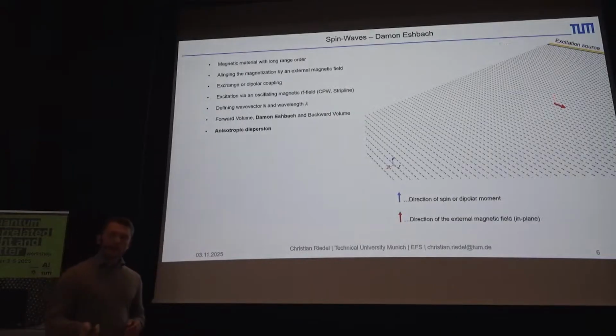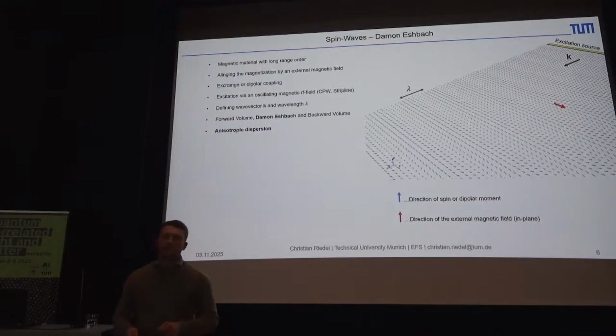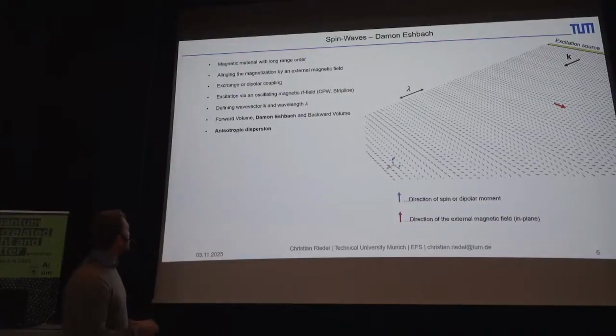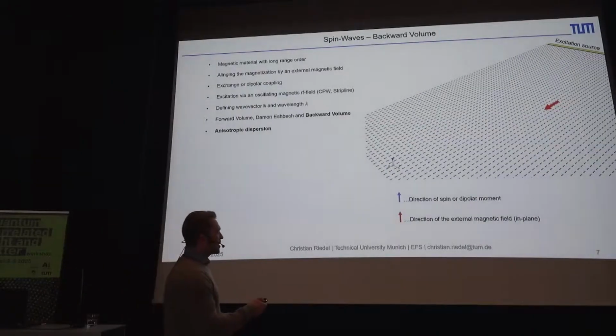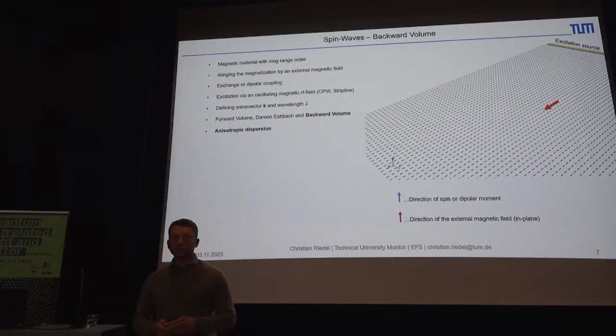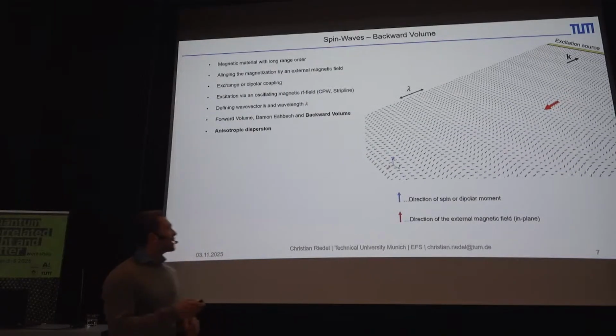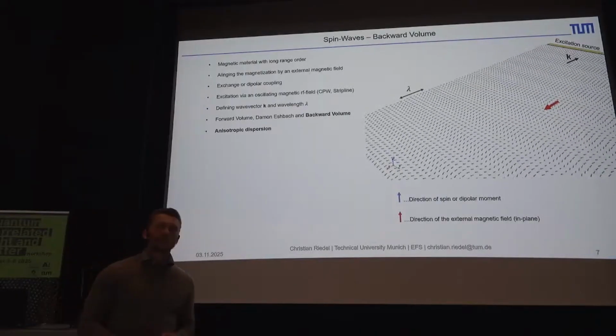But we can also align the magnetization within our sample plane, and if we align the magnetization in a way that it's perpendicular to our k vector, then we name these Damon-Eshbach spin waves. On the other hand, we can also align the magnetization perpendicular to our excitation source, and if we choose this geometry, the k vector and also the phase velocity are negative, and it seems that the wave propagates backwards, and that's why we name these spin waves backward volume modes.